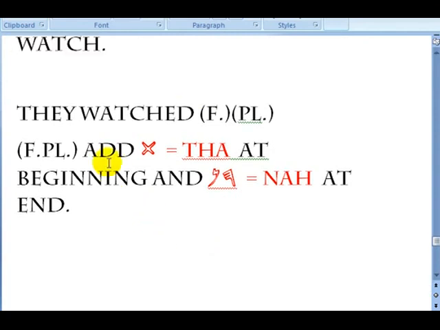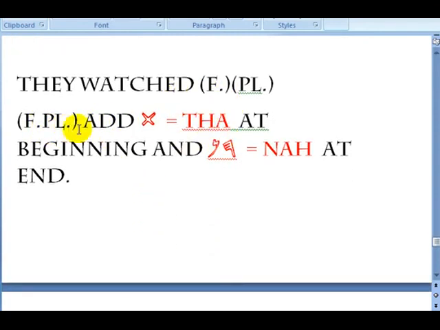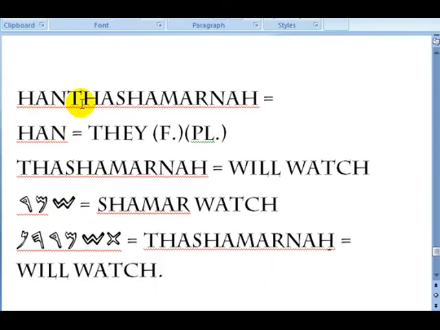Alright, now they watched, female plural. Right, for the feminine plural, you add a tha at the beginning and a na at the end. For example, hun, tha, shamar, na. So you add a tha at the beginning, right, and a na at the end, right? That makes it feminine plural. And then what do you have here? You have the actual word shamar, which is watch, but you have the combination of letters here that make it future tense, and let you know that it's plural, right, because of the hun, and also lets you know that it's speaking about a female because of the construction of the word.